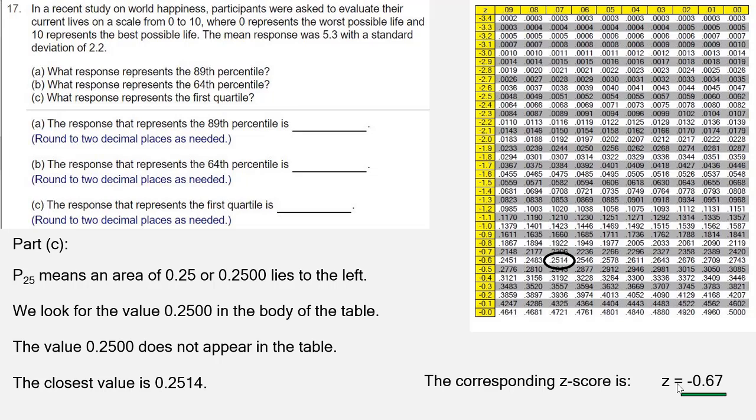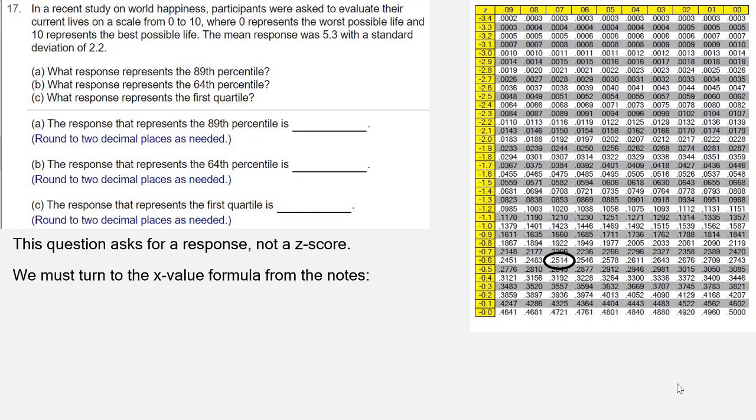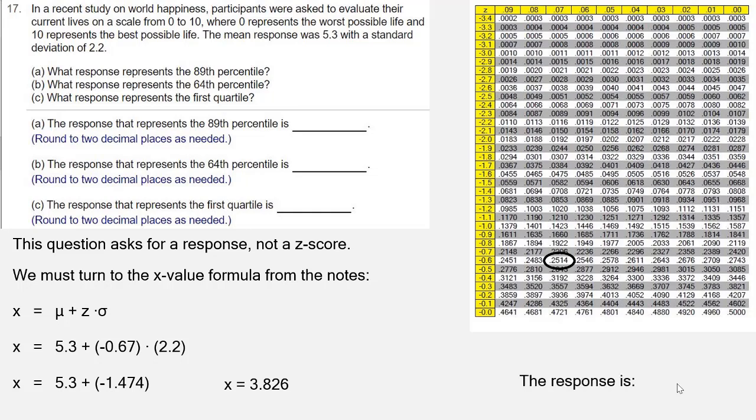Again, we don't want a z-score for our answer. We want the response from this scale of 0 to 10. So we plug that into the x-value formula. In this case, x equals mu plus z times sigma. The mean is 5.3, sigma is 2.2, and we just found the z-score of negative 0.67. We plug those values in and multiply. So this is 5.3 plus negative 1.474, which when we add, we get 3.826. Rounded to 2 decimal places, the response that represents the first quartile is 3.83. That's your final response, and that's your answer.